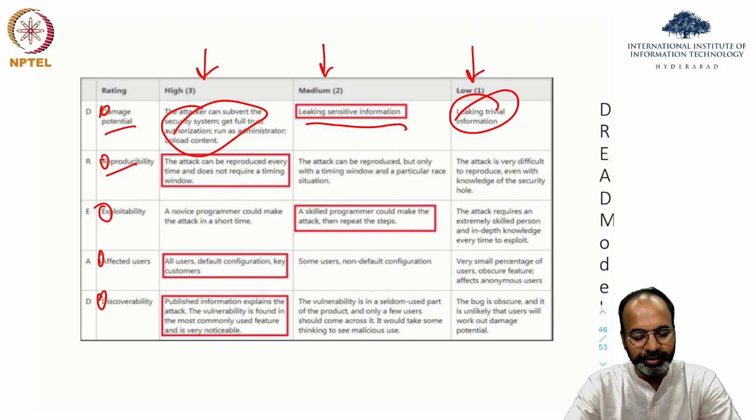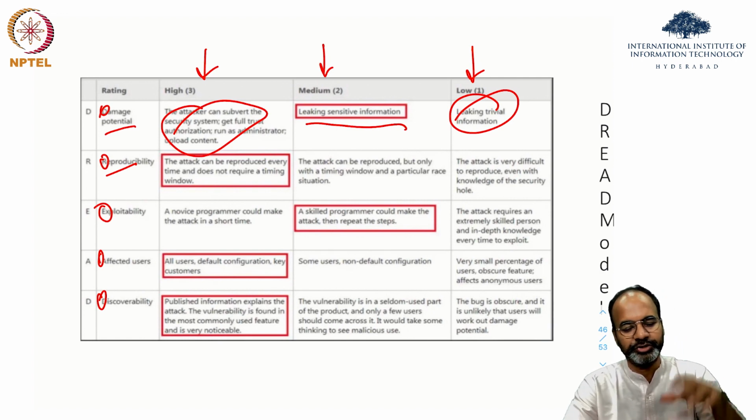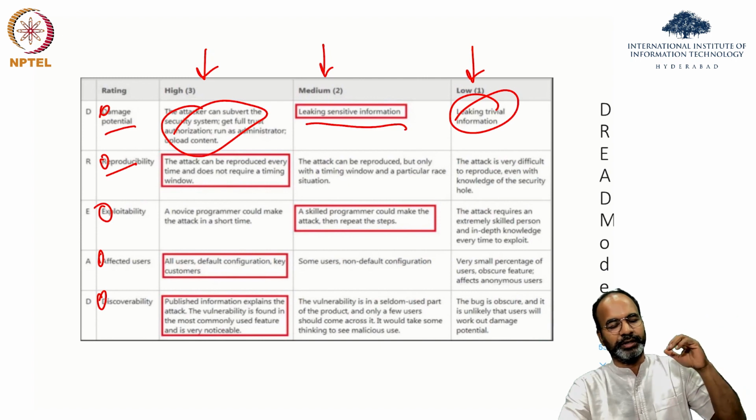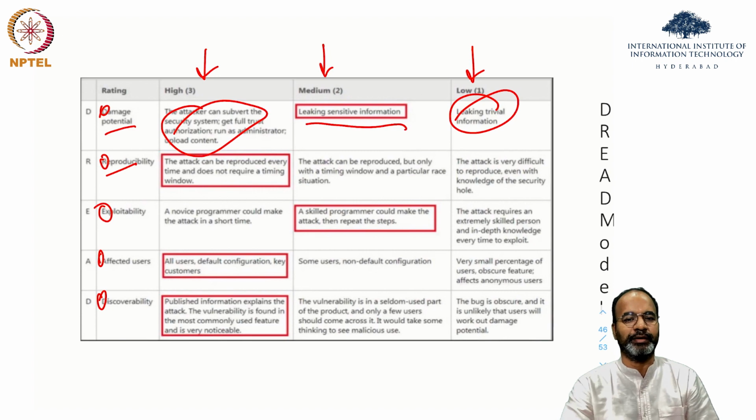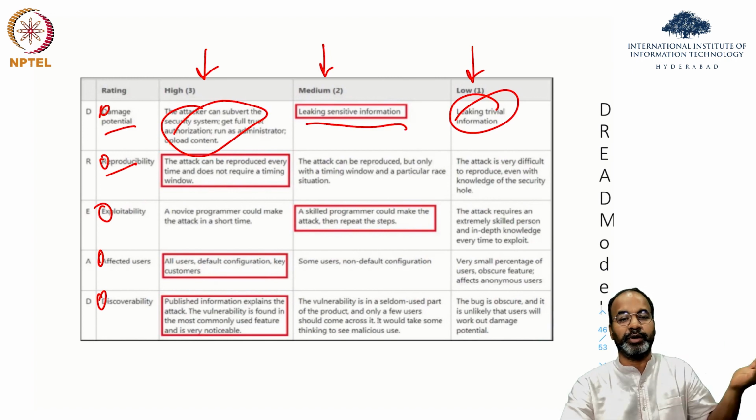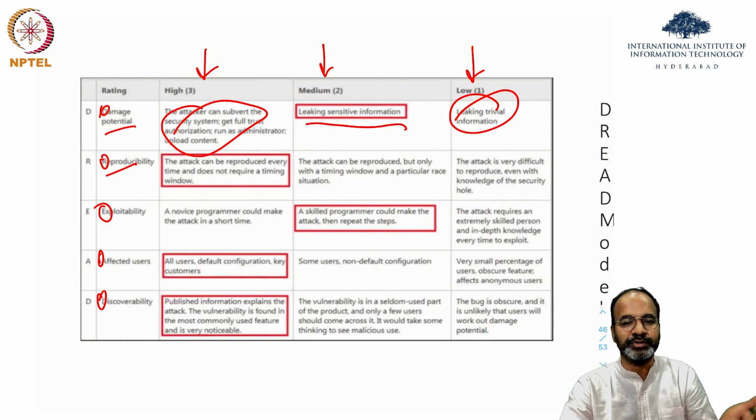Affected users: all affected users, default configuration, key customers. Imagine affected users is high in a context where, let's take, LinkedIn usernames and passwords got hacked, right? The affected users are high because it's everybody, whoever was in the database, whoever were the users on LinkedIn. Some users, non-default configuration, it is just medium because, let's take if the attack happened on a campus or on a network, whoever was part of that network got affected.